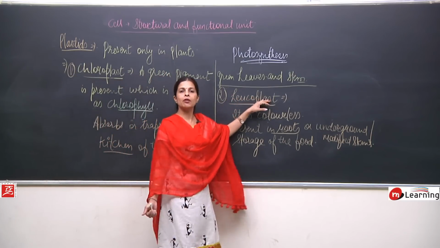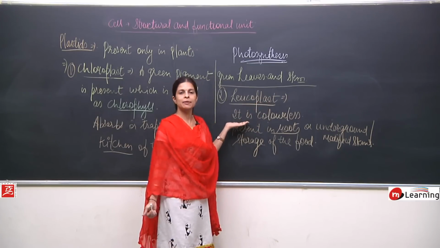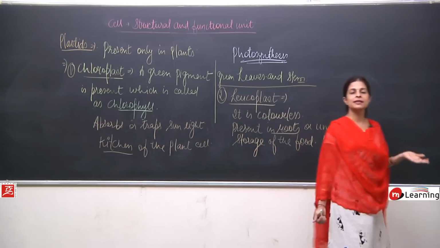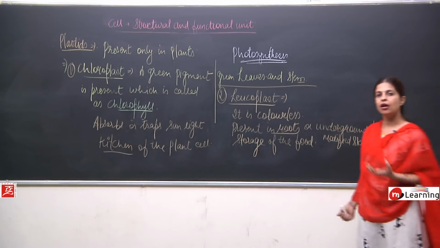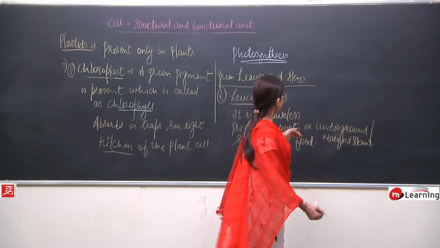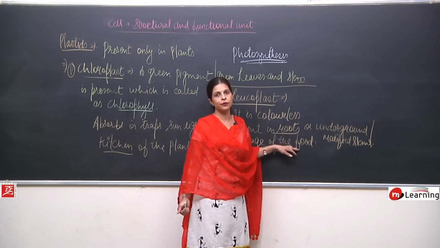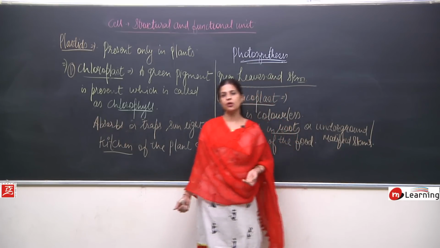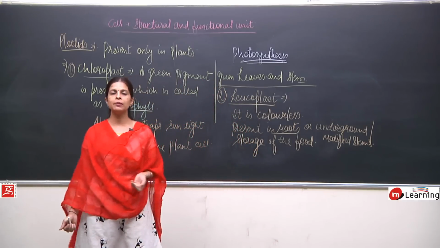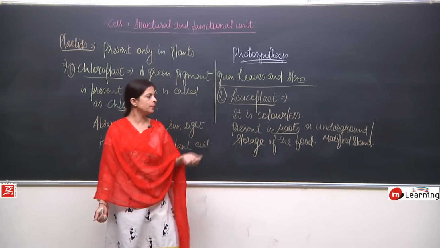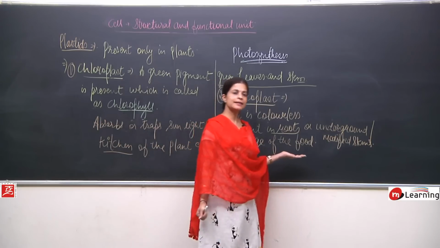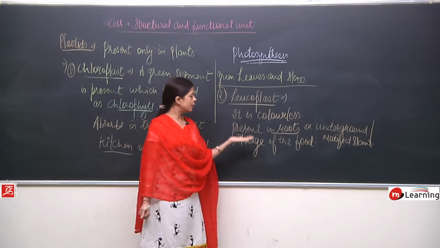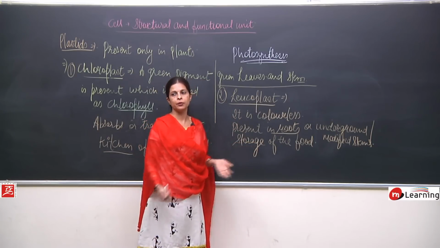Now we'll talk about the leucoplast. It is the colorless plastid which is present inside the roots and also in certain modified or underground stems, and the function is the storage of food. It is very clear from the term modified stems. What is the function of the modified stem? Just to store the food, and the same is the case with leucoplast, responsible for the storage of food.